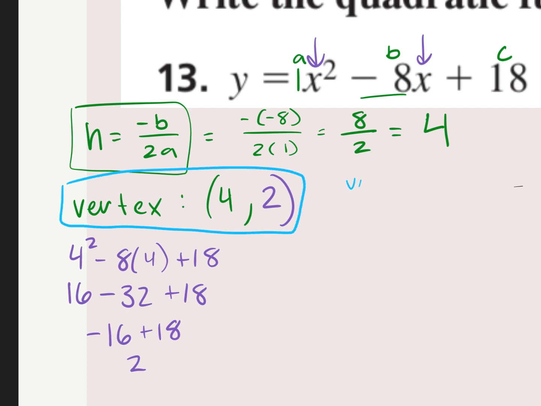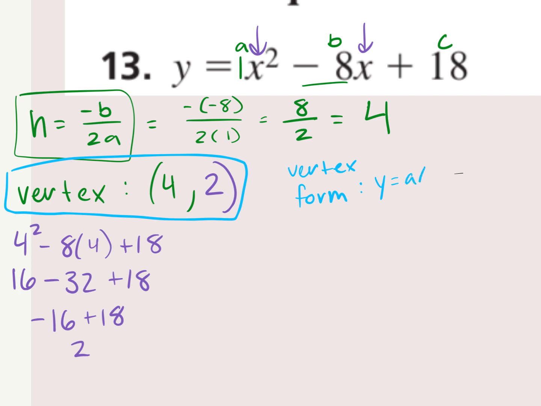Now let's plug it into vertex form. Our vertex form formula is y equals a times x minus h squared plus k. So anyone want to give it a shot? What would our vertex form be? Y equals, John. Y equals 1 times x plus 4 squared plus 2. Perfect. Do I need the 1 out front if I'm multiplying by 1?